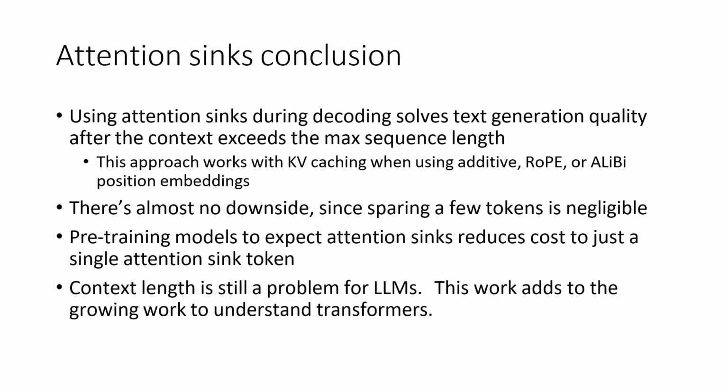All right, so in conclusion, slide eight, they use these attention sinks and it solved the big problem they had. It allows them to use caching, which is very important for speeding up inference. And there's really no downside, because you're allocating just a few tokens, and if you do the pre-training trick, only one token. Since this paper, people have come up with ways to expand the fixed window size, so now you're seeing 16,000, 32,000, 64,000, 100,000. It's not as bad as it used to be, but it's still a convenient thing to know that if you go past that, if you use this trick, then you're good.